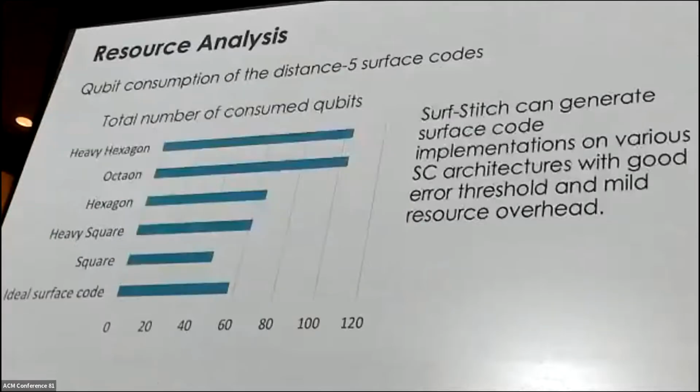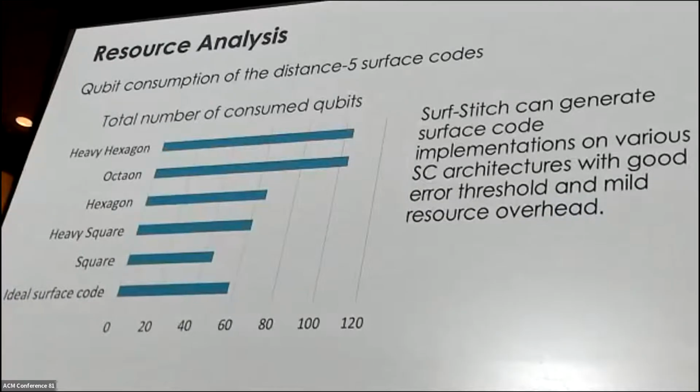We also perform the resource analysis for our framework. The figure on the left shows the number of qubits used by our framework to implement the distance 5 subcode on superconducting devices. Here on the figure, ideal subcode refers to the case where no bridge tree is needed. The qubit consumption of our framework is within the quarks of ideal subcode. This indicates that our framework can implement the subcode on superconducting devices with relatively small resource overhead.